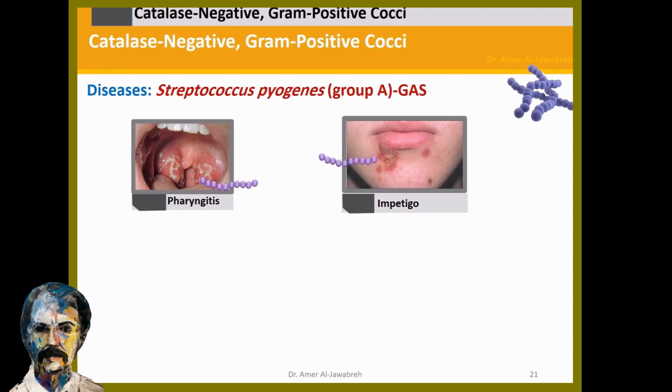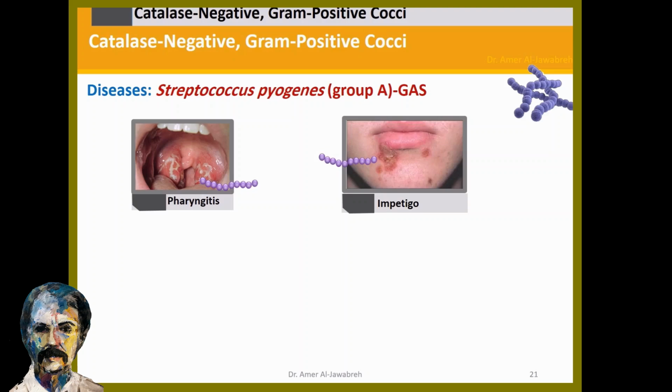Again, this is pharyngitis, the most common, which is caused by Streptococcus pyogenes, group A, GAS pharyngitis. The commonest of all pharyngitis is caused by strep A. If you look here, lots of pus and swollen tonsils.